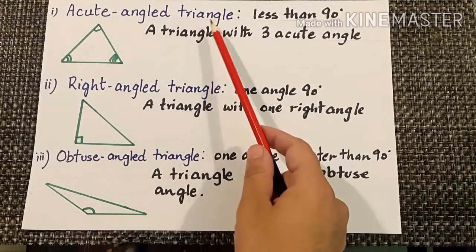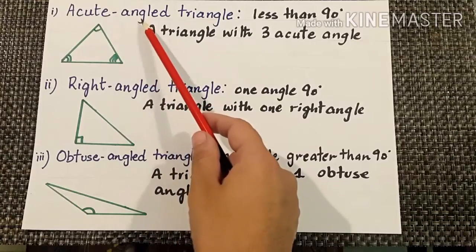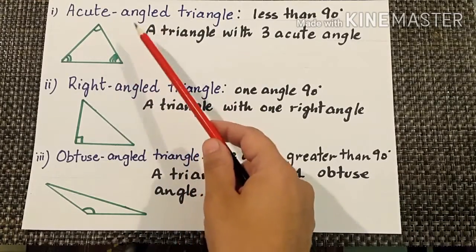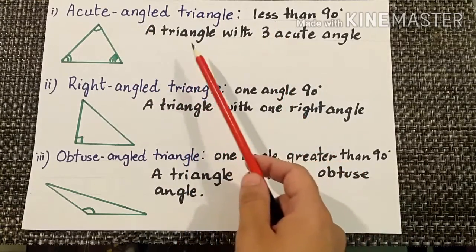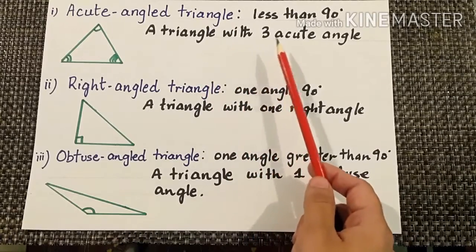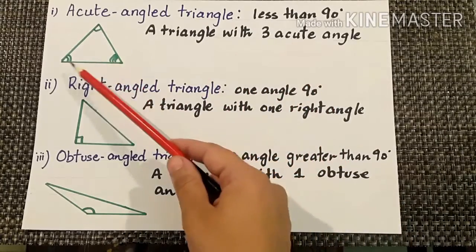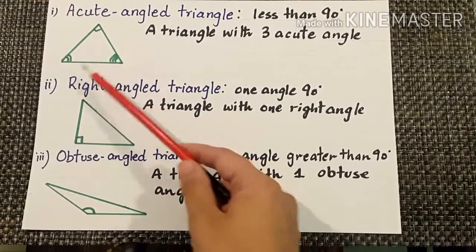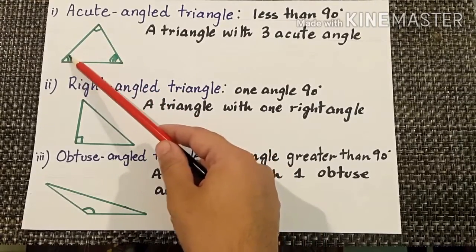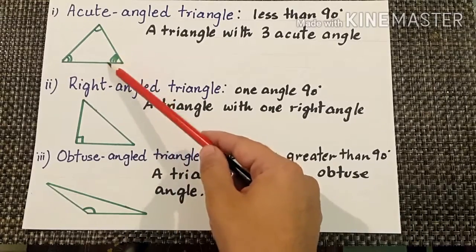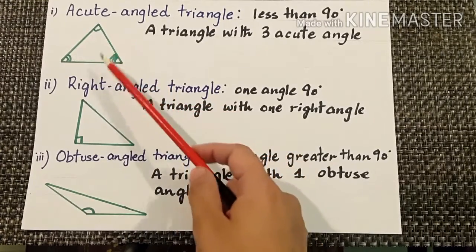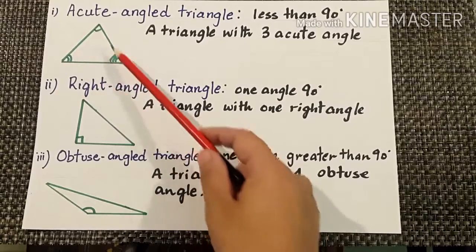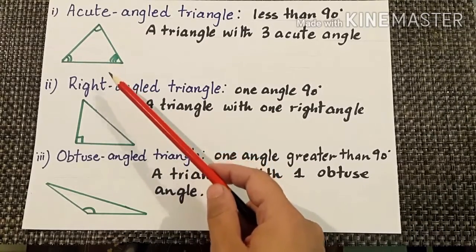Acute angled triangle. Acute angle means that the angle is less than 90. So the triangle in which there are three acute angles is known as an acute angled triangle. Like this, in this triangle you can see that the interior angles are less than 90 degrees. Therefore, this triangle is known as an acute angled triangle.